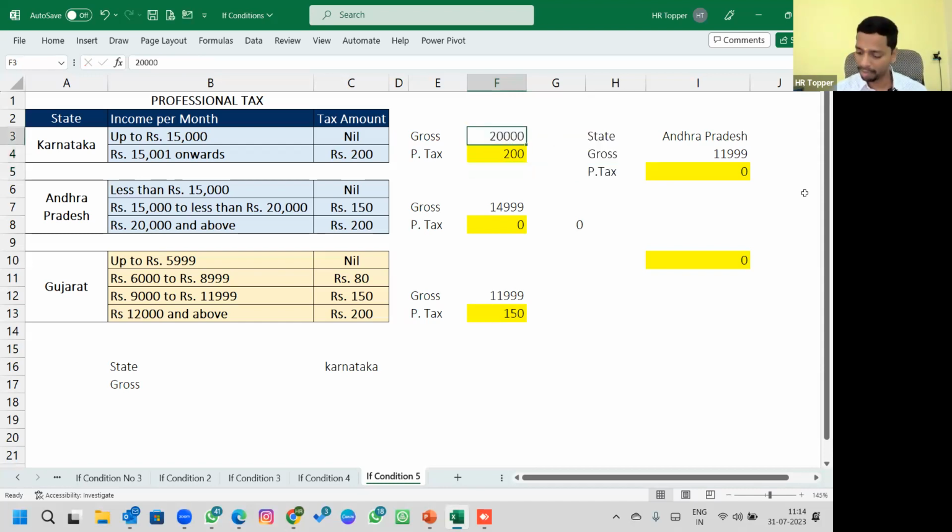See, if I make this 15,000, it still shows 0 for up to 15,000. Now, why has it shown 0? Let's see the formula.